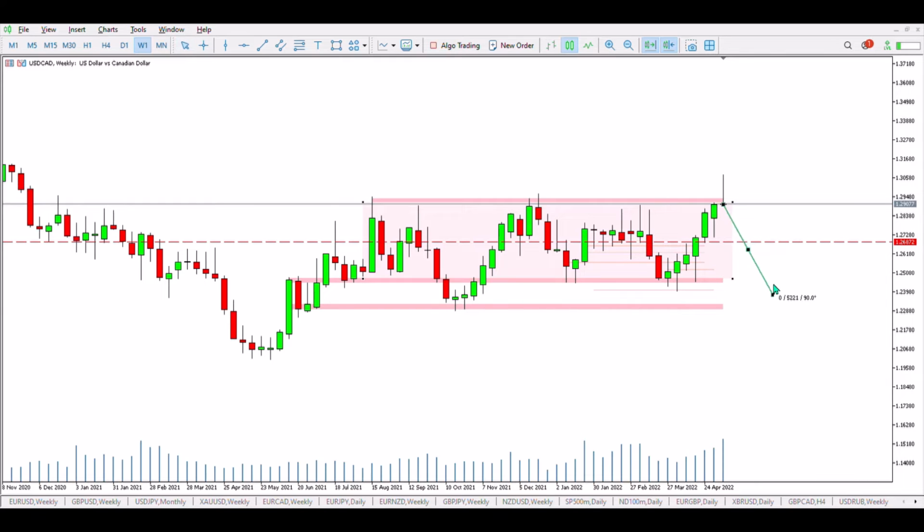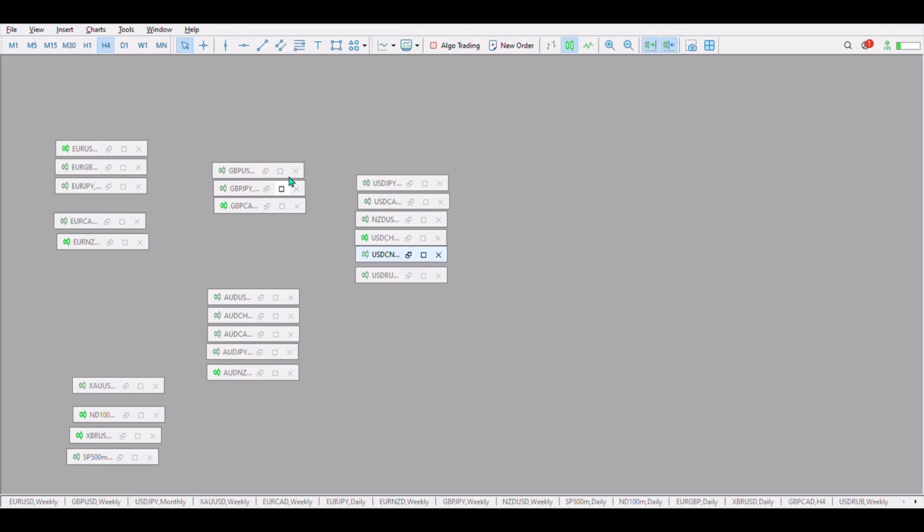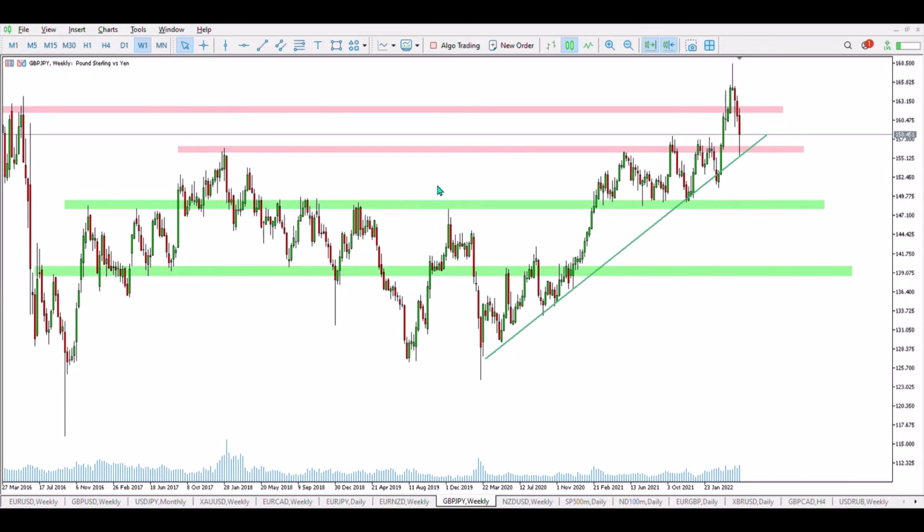And if then we see a breakout below this support area, then we can look for some potential sells as big as the size of this consolidation. So we can pretty easily get to these previous lows over here. So that would be a nice take profit target. For now, that's it for this pair. Now let's see GBP JPY and what we have here.